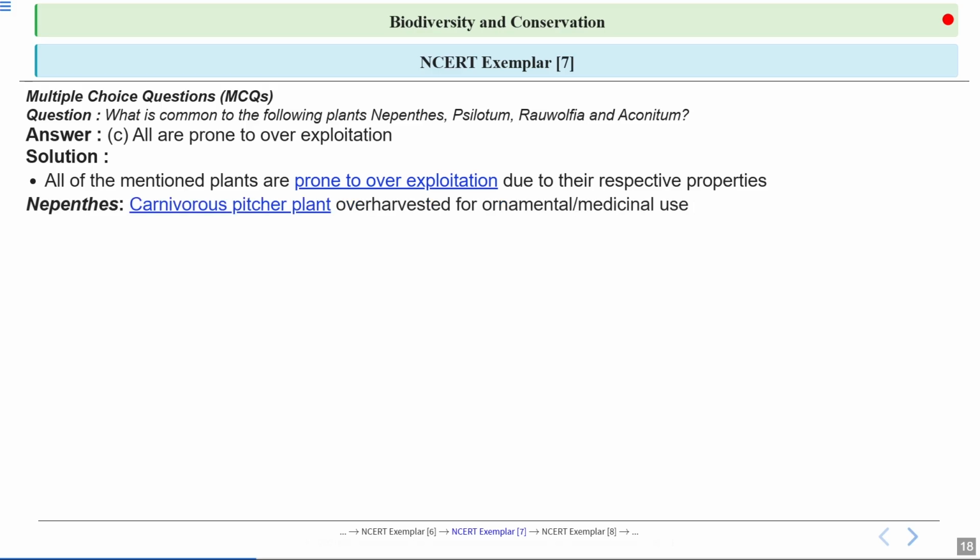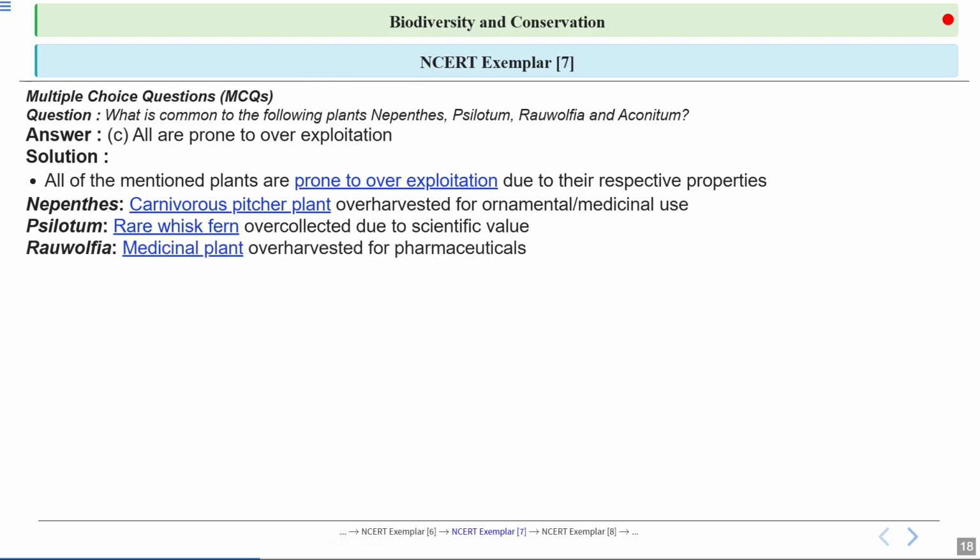Nepenthes, also known as carnivorous pitcher plant, is a plant that traps and digests insects to get nutrients which help it survive in poor soil. However, it is being harvested by people who want to keep it as a decorative plant or use it for medicine, which is causing its population to decrease. Xylotum is a rare type of whisk fern, which is a primitive plant that lacks true leaves and roots. It is collected by scientists because of its unique features and importance in understanding early plant evolution.